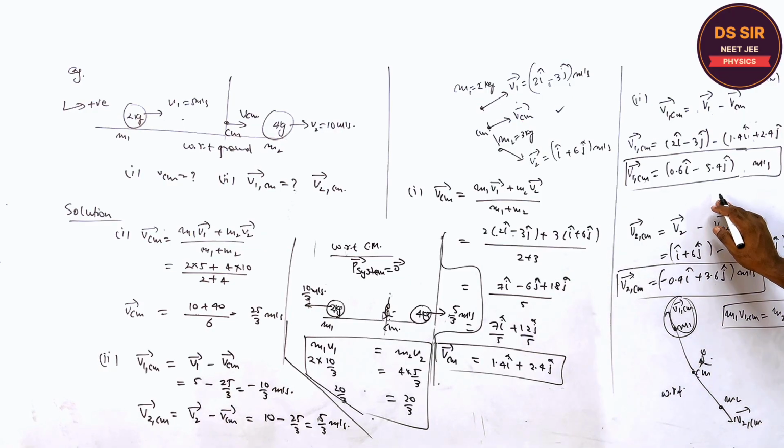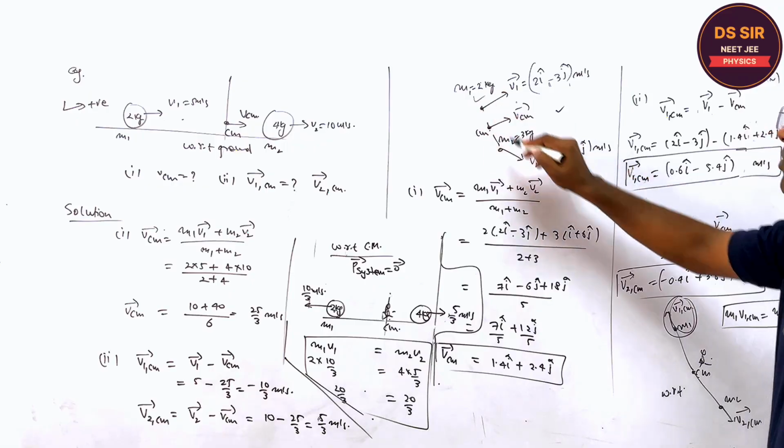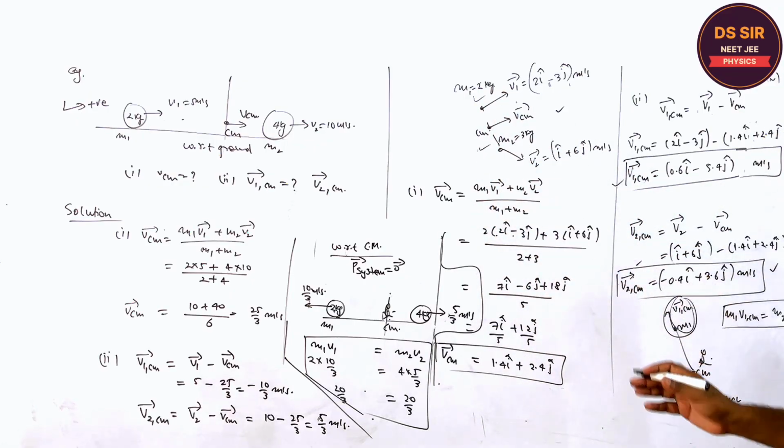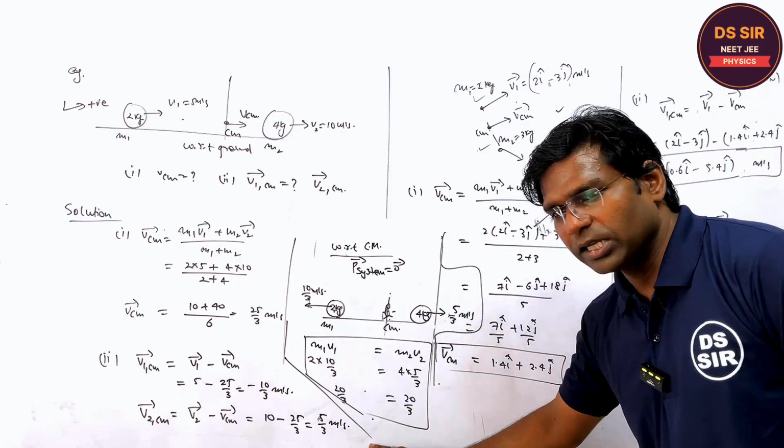Is it clear or not? Just multiply m1 into v1 cm or m2 into v2 cm. These two vectors will be equal and opposite in direction always. That is the concept I want to tell you. Is it clear or not?